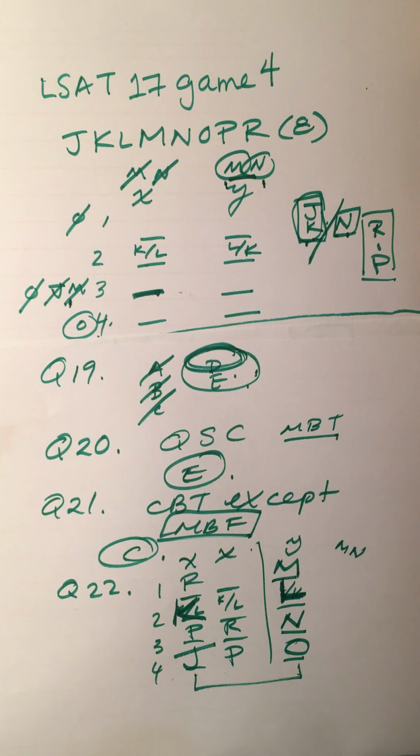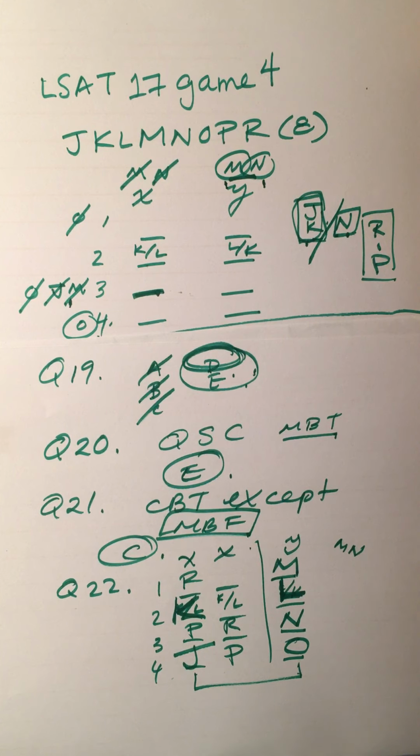What must be true? Does J have to be 1st? No, we've created a scenario where that's not true. Does M have to be 4th? No. Does N have to be 3rd? Well, N is third in this scenario. We don't know if that has to be true, but we can't falsify that yet. So C is still an option.